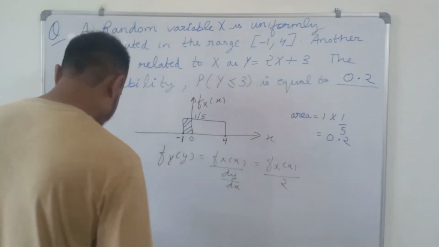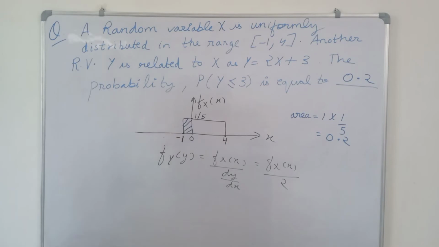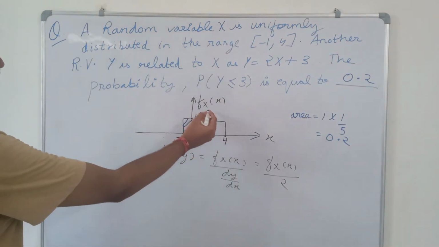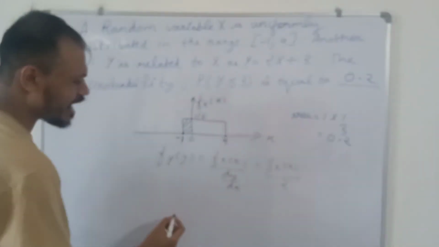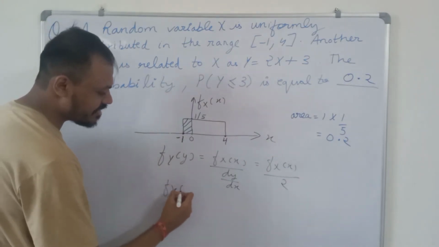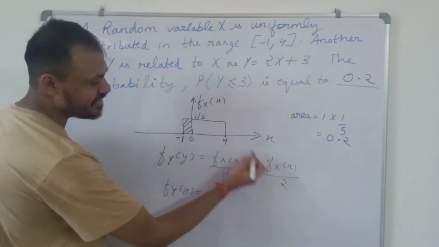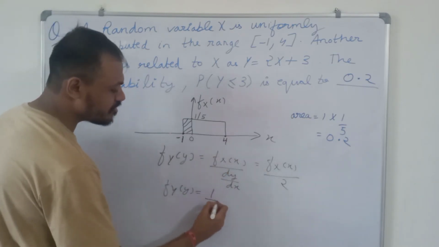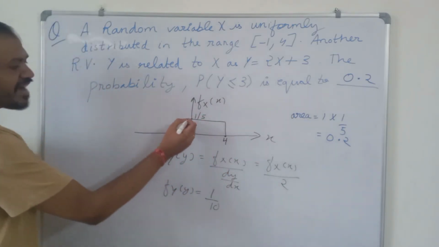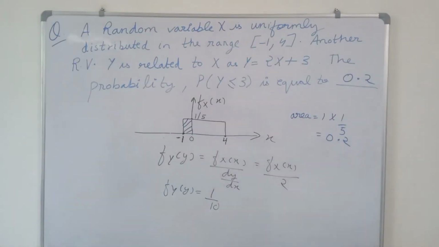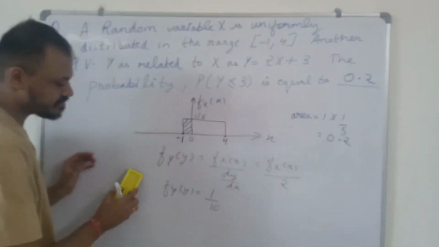So if the amplitude of the density function of x is 1 upon 5, then the amplitude of the density function of y will be 1 upon 5 upon 2, so it will be equal to 1 upon 10. So for y this point will be 1 upon 10. Now we have to find the range of y.